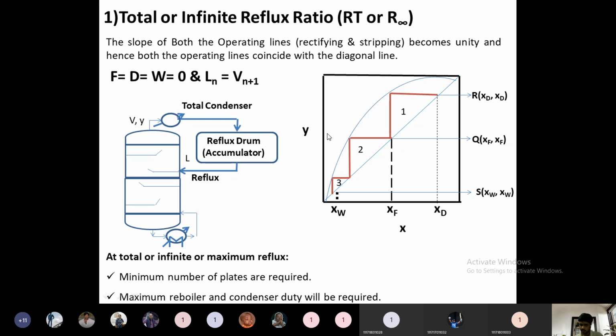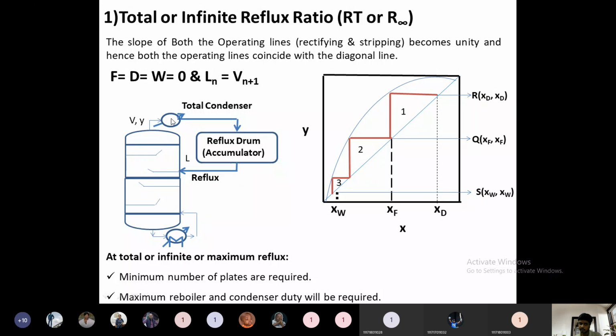If we observe the same thing on the equilibrium graph between x and y, we will find that the minimum number of plates is required, because in the graph paper, when you draw for this case, you will observe a very small number of plates, only 3 plates, because the operating lines for both the stripping section and the enriching section will coincide with the diagonal. Because of that we get the minimum number of plates. So at infinite reflux ratio, or total reflux ratio, or maximum reflux ratio, the minimum number of plates is required, and maximum reboiler and condenser duty will be required, because whatever liquid is coming will be converted to vapor by the reboiler.